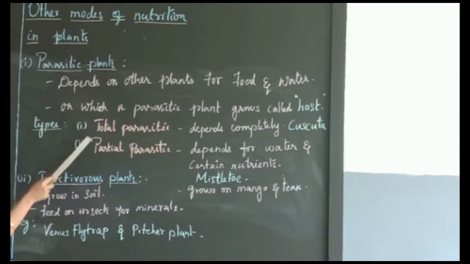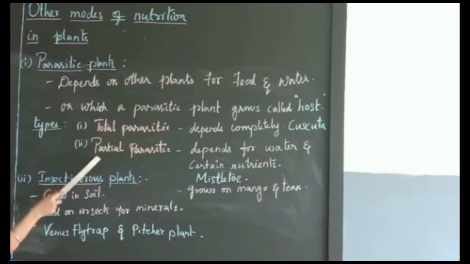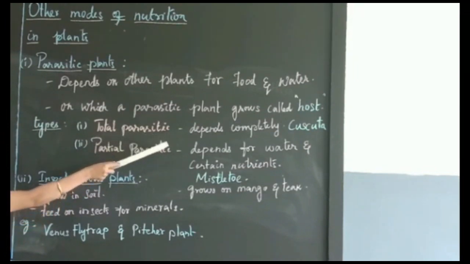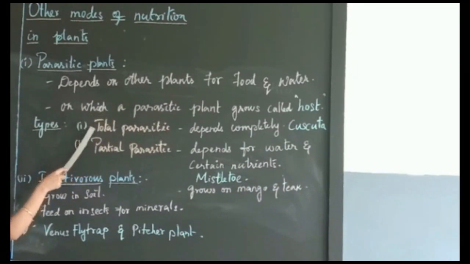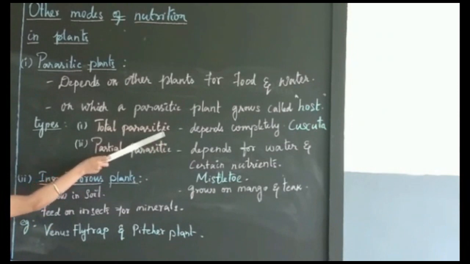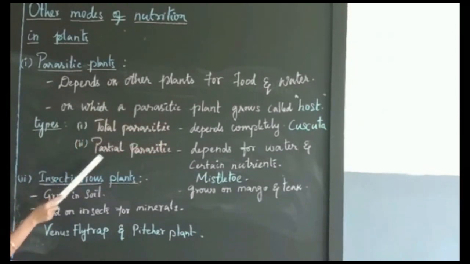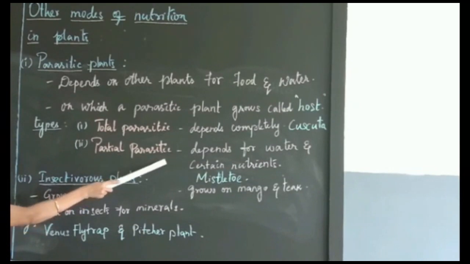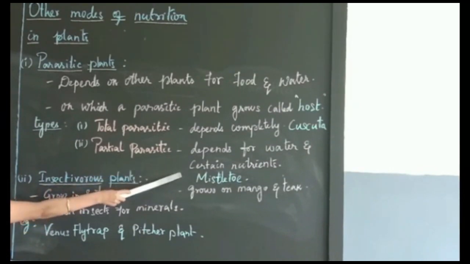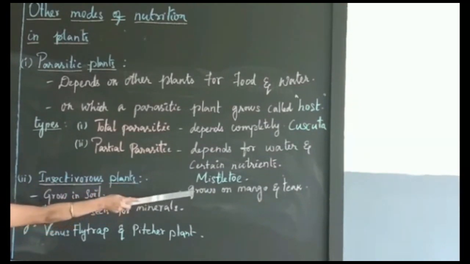Next one is types of parasitic plants. There are two types of parasitic plants. The first one is total parasitic and the second one is partial parasitic. Total parasitic plants depend completely on the host plants for their food. For example, Cuscuta. Cuscuta will kill the host plant. Next one is partial parasitic plant. It depends only for water and certain nutrients. For example, mistletoe. It grows on mango and teak.